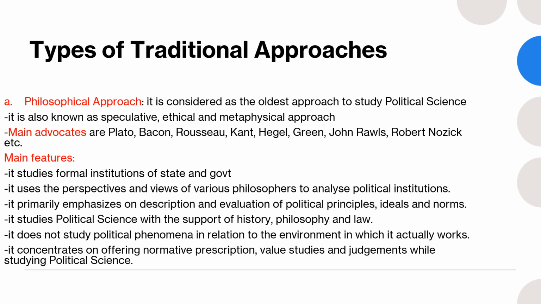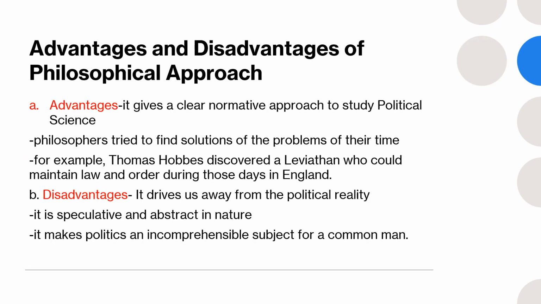Main features of this approach are: first, it studies formal institutions of state and government. Second, it uses the perspectives and views of various philosophers to analyze political institutions. Third, it primarily emphasizes description and evaluation of political principles, ideals, and norms. Fourth, it studies political science with the support of history, philosophy, and law. Fifth, it does not study political phenomena in relation to the environment in which it actually works. Sixth, it concentrates on offering normative prescriptions, value studies, and judgments while studying political science.